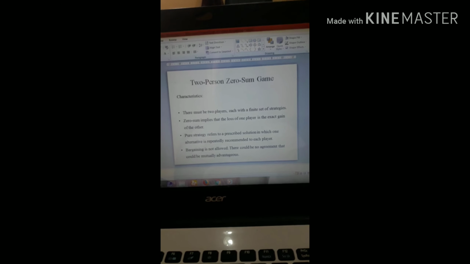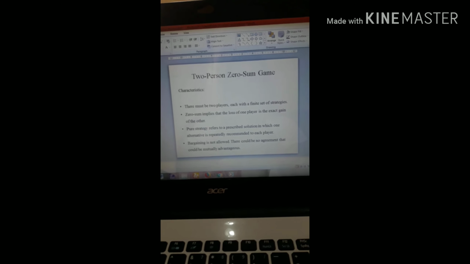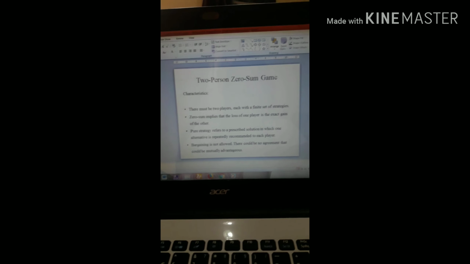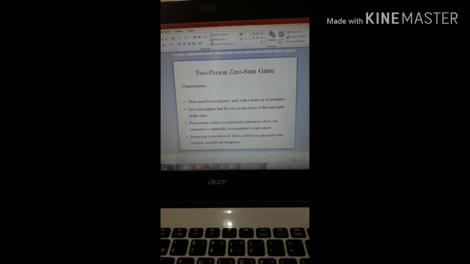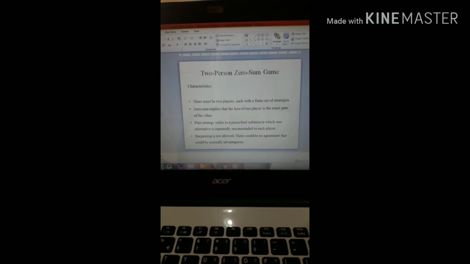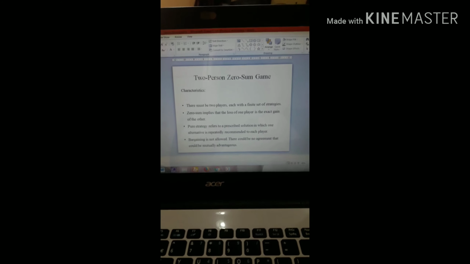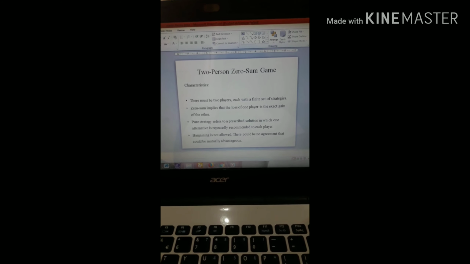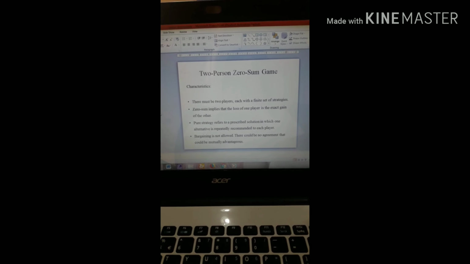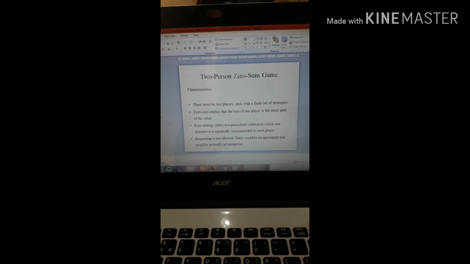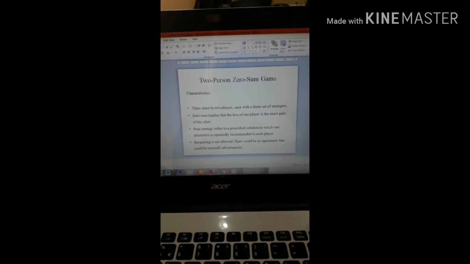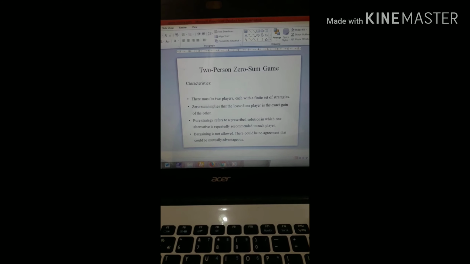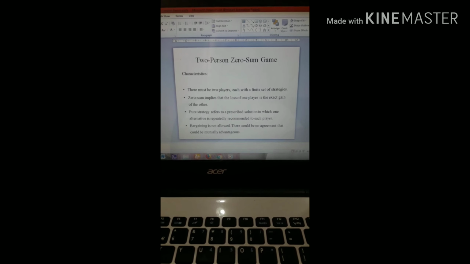So as you see, there are a few characteristics for the two-person zero-sum game, which are there must be two players, and there must be a fixed set of strategies. Zero sum implies that the loss of one player is the exact gain of the other, and pure strategy refers to a prescribed solution in which one alternative is repeatedly recommended to each player, and bargaining is not allowed. There could be no agreement that could be mutually advantageous in this game.